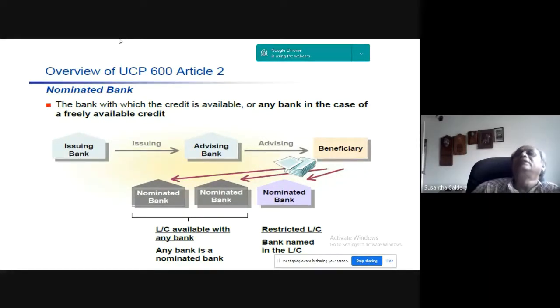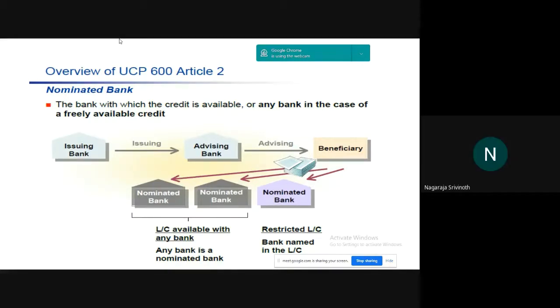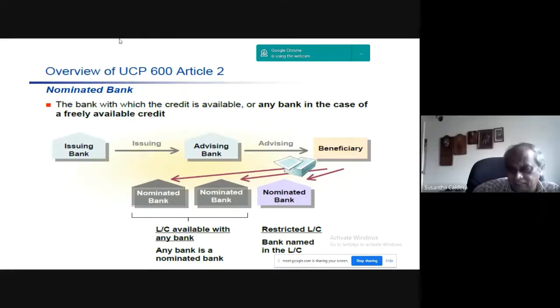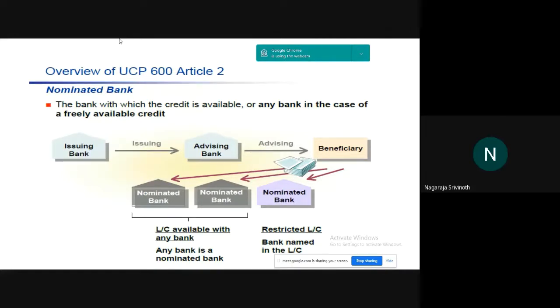Can he do it? We can accept, but negotiate the document. They can accept the documents, but we can't negotiate it.